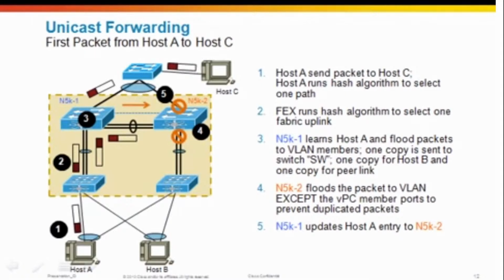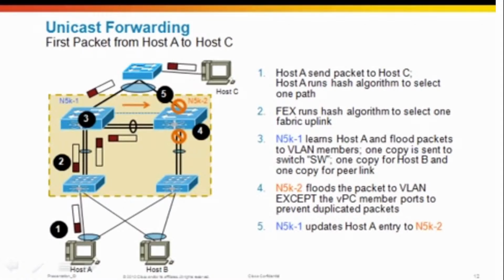5K1 will update host A entry to 5K2. So 5K2 will have it in its MAC address table. And the packet reaches host C. Once it reaches the switch upstream, it's forwarded to host C, and host C receives the packet.